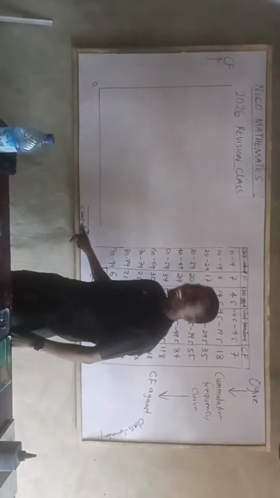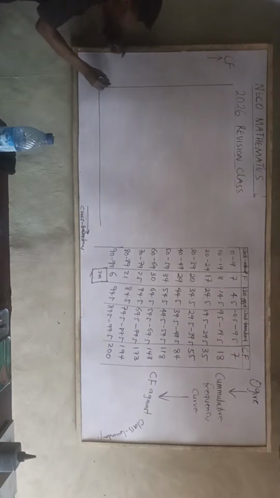So it has to be cumulative frequency and class boundary. Is somebody getting that there? All right. And notice that in a standard graph, we've got 12 boxes here.